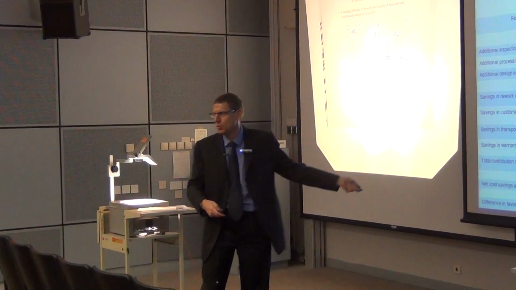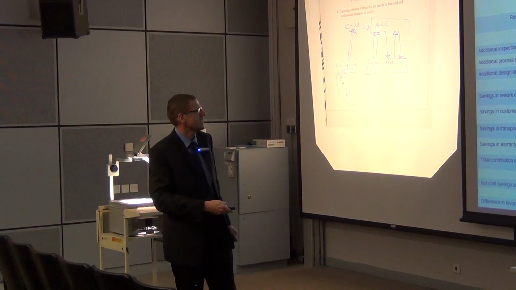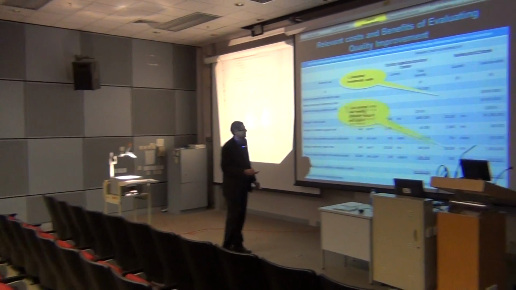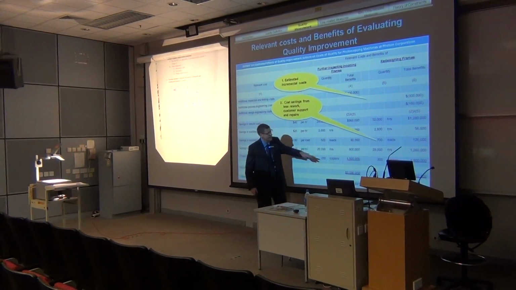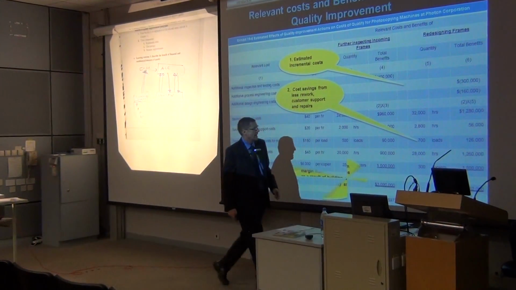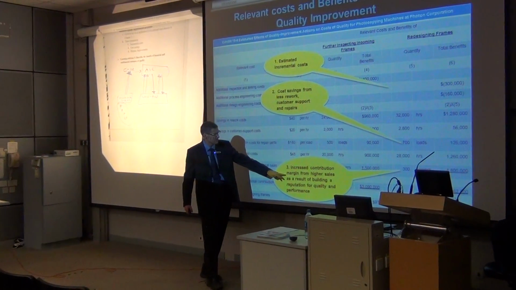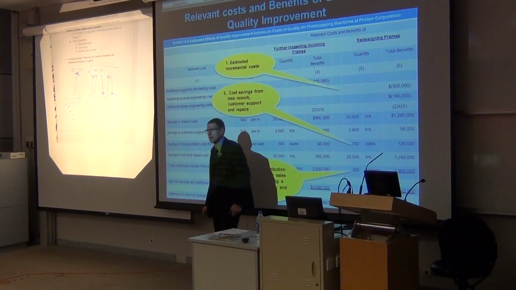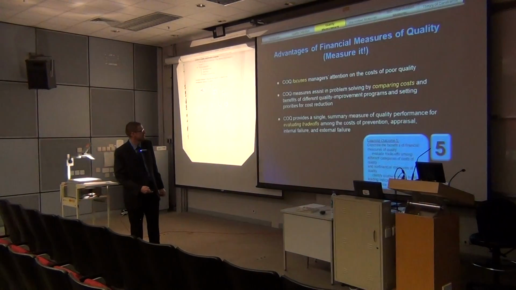So that's why we are teaching you these 2-step reports in this lecture, okay? So here, the estimated incremental costs are here. Cost savings from less rework, customer support and repair is over here. And then you can explain to the manager, well, here's the increased contribution margin from higher sales, because now we are making a much better copier here because of the redesign, not because of the prevention activity.